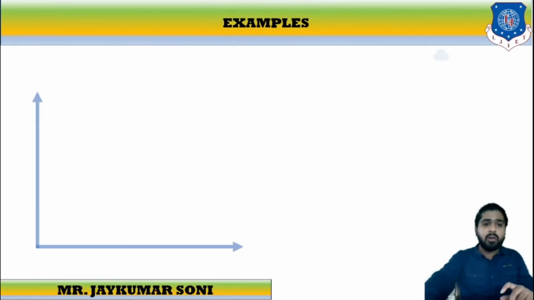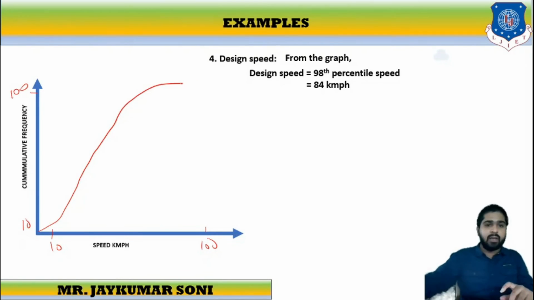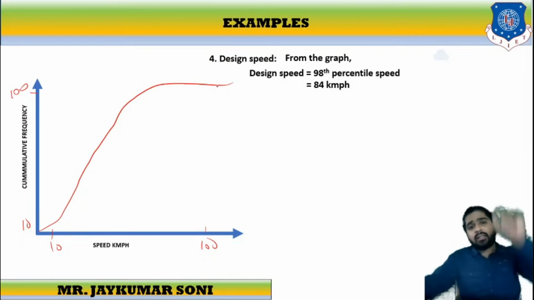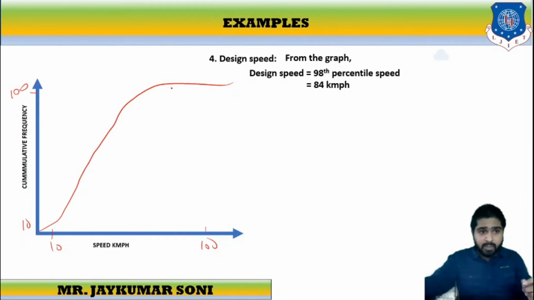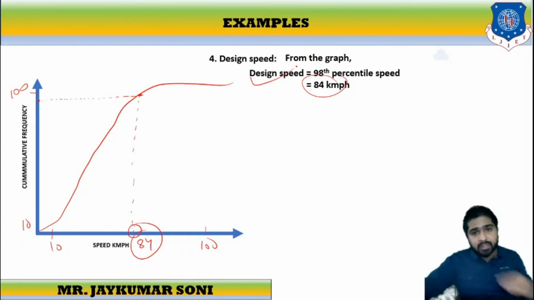Then we will calculate the fourth part, that is design speed. We have plotted the values from 10 to 100 over here. Let us assume that we have plotted the values and got the graph like this. Now we know that the design speed is also called the 98th percentile speed. So at the 90th percentile speed, I will extend this line and check where it is intersecting, and I will join the intersecting point over here, and let us assume I get the speed as 84 kmph. Here it is approximately 84. So our design speed will be 84 kmph.